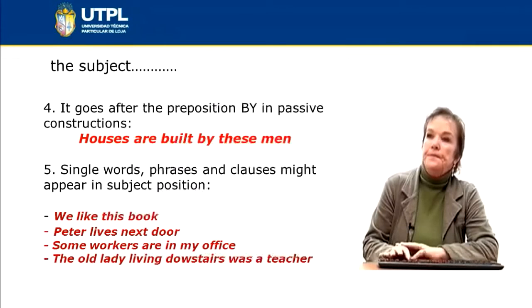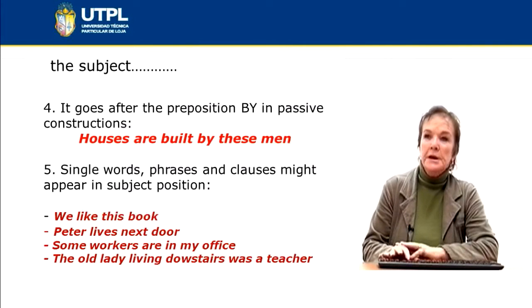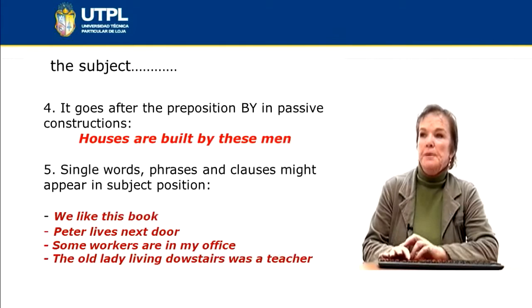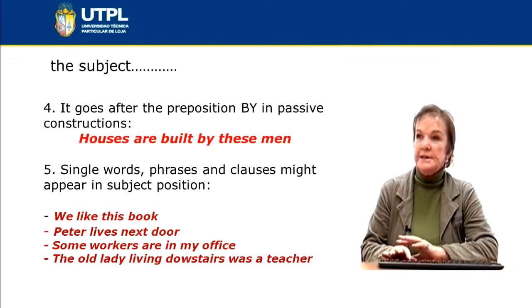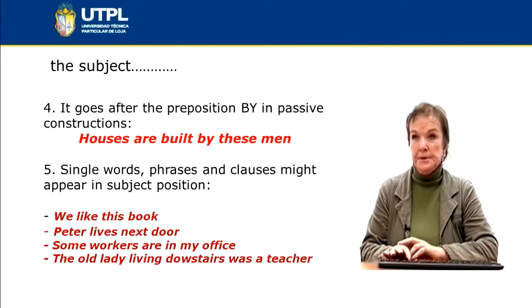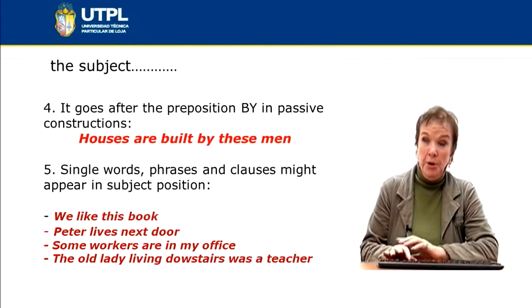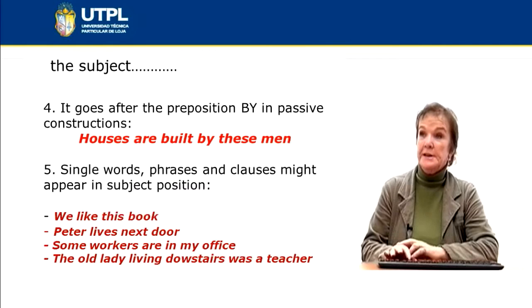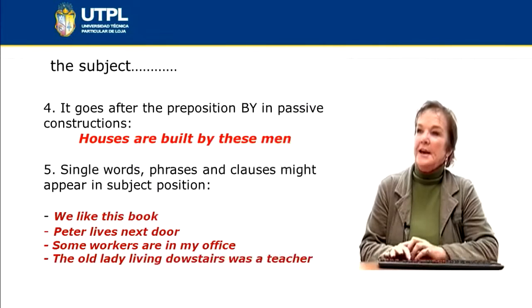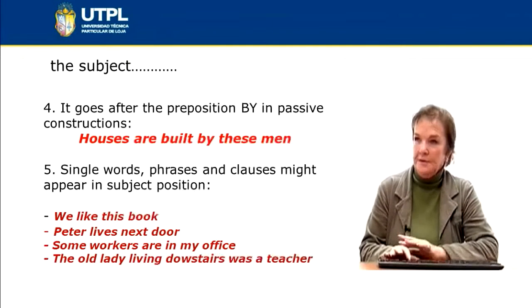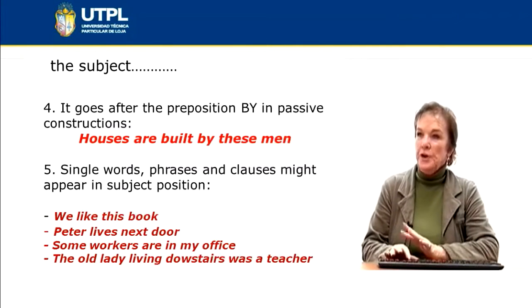Number 4, the subject can go after the preposition by in passive constructions because the preposition by indicates that there is an agent in the passive structure. Let's look at the example. Houses are built by this man. This man is the agent, as you know in traditional grammar. But it is also the doer of the action or building.